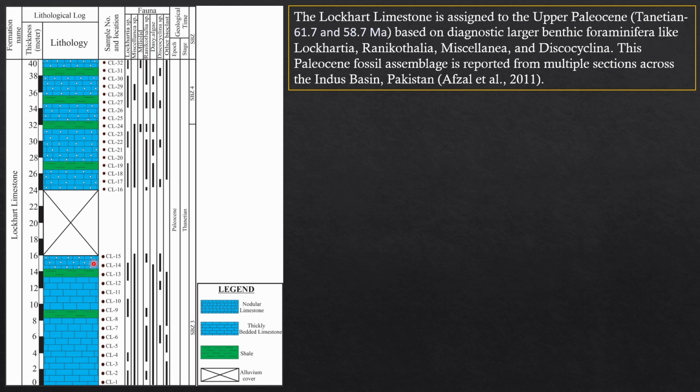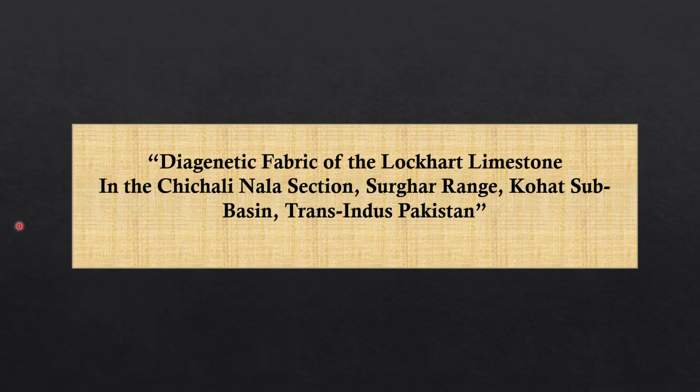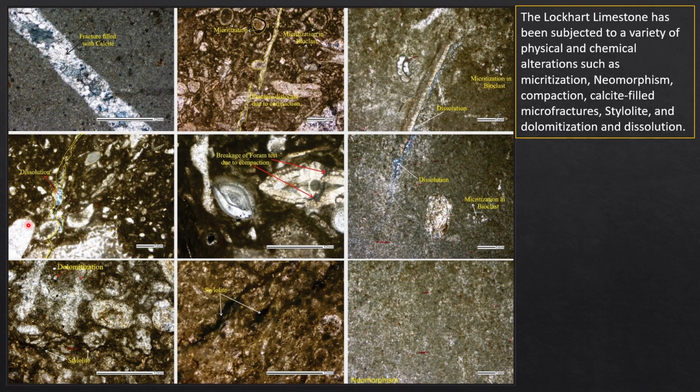So these are different samples of the Lockhart limestone in which different fossils are present of the range, and all lie in SBZ shallow benthic zones 3 and 4, which represent the Tethyan Paleocene age assigned to the Lockhart limestone. Then, lastly, we can also find the diagenetic fabric, which is the post-depositional changes which occur in the Lockhart limestone.